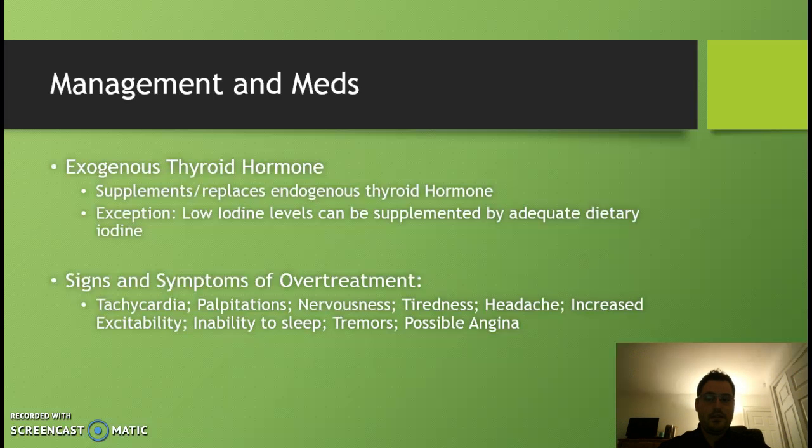Signs and symptoms of overtreatment of hypothyroidism are tachycardia, palpitations, nervousness, tiredness, headache, increased excitability, inability to sleep, tremors, and possible angina. Benefits from exogenous thyroid hormone and iodine level supplementation can be experienced as little as 3 to 5 days and typically level off within 4 to 6 weeks.